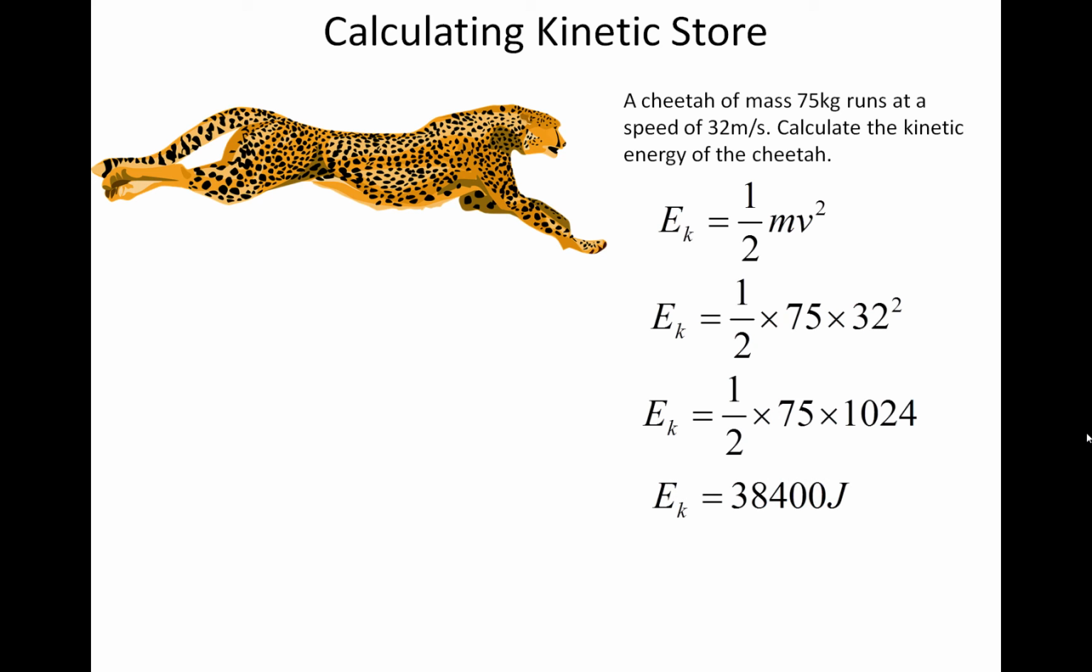But since the question has only given two significant figures in each number, we've got 7, 5 and 3, 2, that's two significant figures each, then our answer should also be in two significant figures. So we will round down to 38,000 joules, or 38 kilojoules.